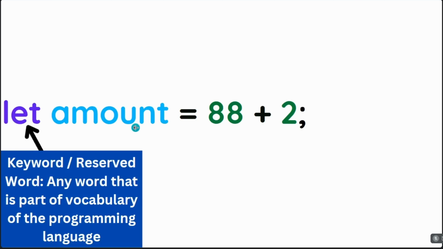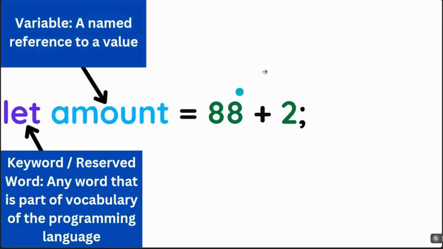The next one is amount. Amount is a variable, a named reference to a value. This is a value and it is a name associated with that value. A variable can be a storage or a name that is given to a value, a reference value. It might be a variable, an identifier, a function, or a class name. All those are part of your variables.